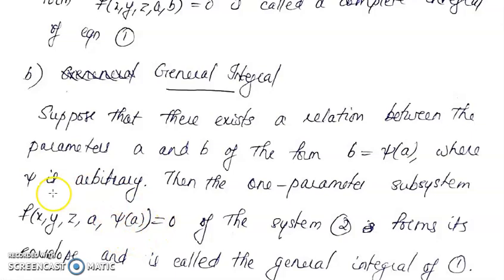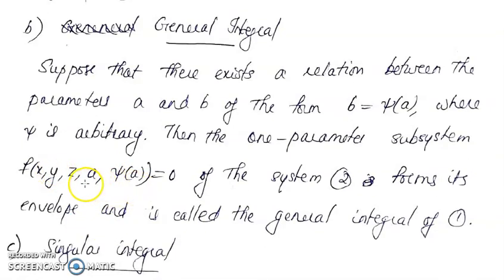So the envelope of this equation is called the general integral of your PDE. For finding the envelope, differentiate ∂f/∂a with respect to the arbitrary constant. So ∂f/∂a equal to 0.